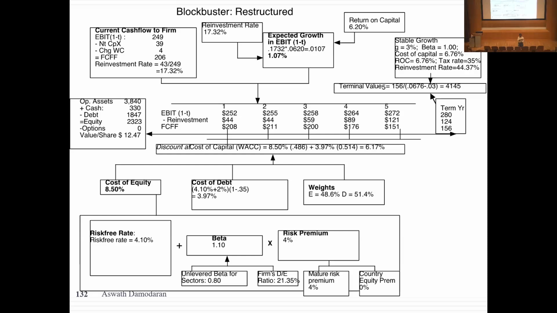But if you can't find that, I'll just say shut the reinvestment rate to 0, and you'll get a value per share roughly equal to $12.50. It's the same effect we saw with the terminal values. Once the return on capital equates to the cost of capital, the value effect goes away.